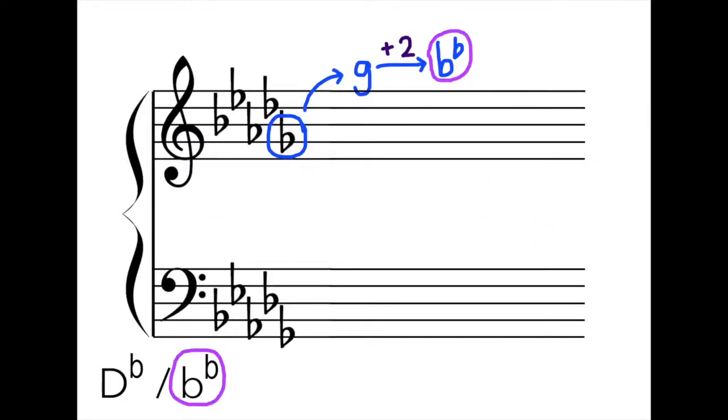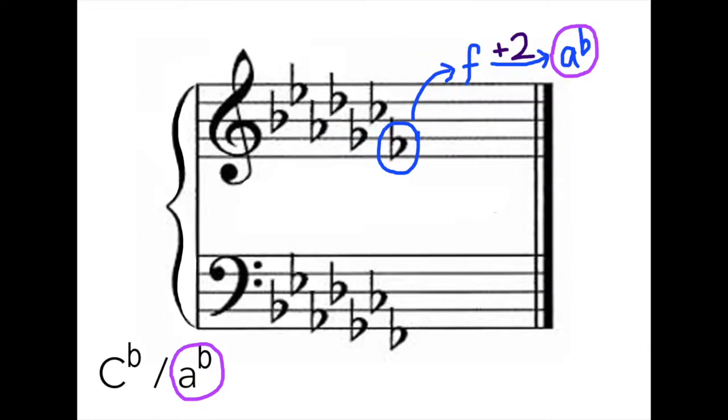So when we have 5 flats, the last flat is going to be on G. And let's count G, A, B. But remember, the keys have flats with them. So our minor key is going to be B flat. And let's do the last one. When we have 7 flats, the last flat is going to be on letter F. So let's count F, G, A. So our minor key is going to be A flat. And this is how you find your minor keys by looking at the key signatures.